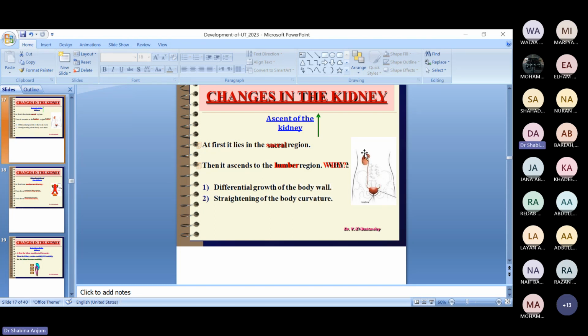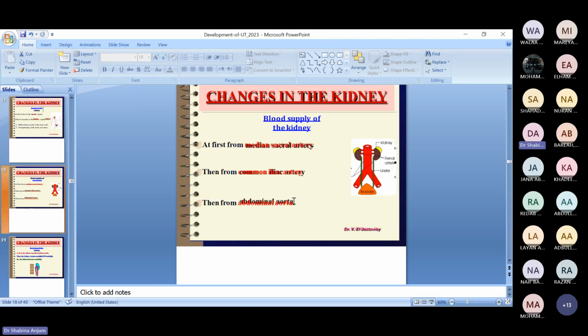Why will it ascend upward? Because of the differential growth of the body wall and straightening of the body curvature. We know that when the baby is developing, it is almost curved. So as soon as the baby starts to straighten, the kidney will go up from the sacral region.